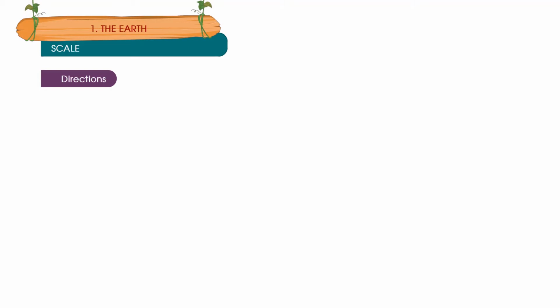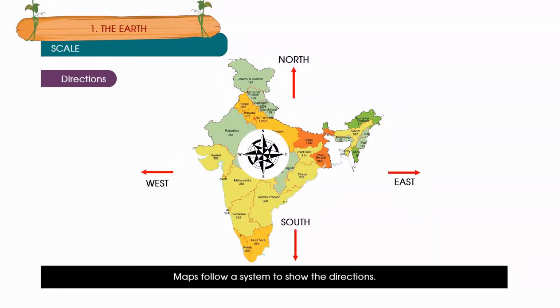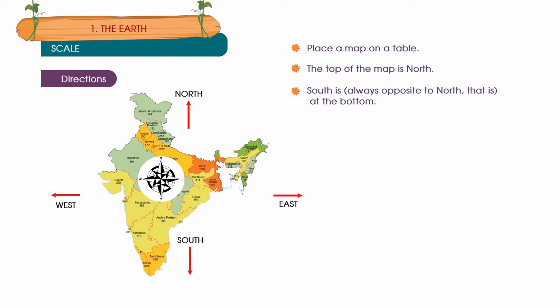Directions. We follow four major directions. They are north, south, east, and west. Maps follow a system to show the directions. Place a map on a table. The top of the map is north. South is always opposite to north, that is at the bottom. To your right is east. To your left is west.